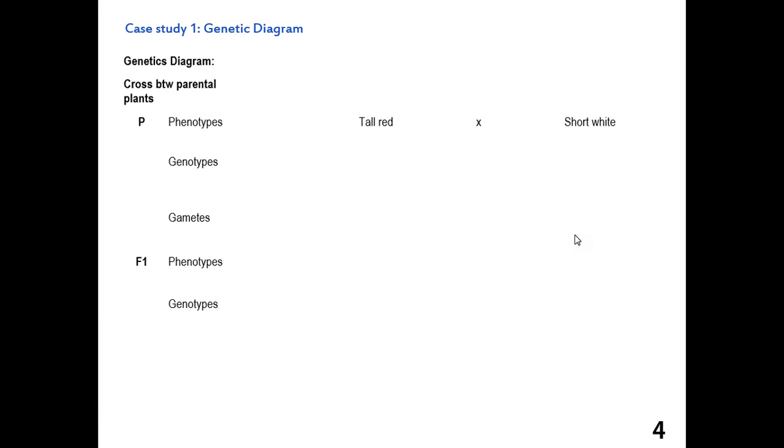Let's look into how we're going to represent our understanding now, having deduced that these two are linked genes. How are we going to represent them in a genetic diagram? Genotype-wise, a tall and red plant will therefore be drawn with the line representing linked genes, with capital T and capital R on the same line. For a short and white plant, it will be a small letter t and a small letter r on the same line.